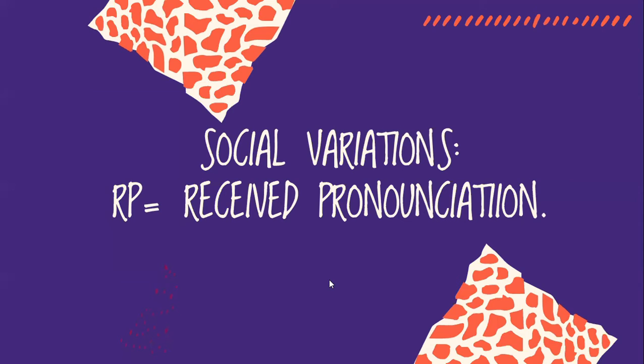Social refers to social class, the society, while regional refers to the region, where you are staying. Social refers to your socio-economic factor, your social class ladder. It means whether you are upper, middle, or lower class.